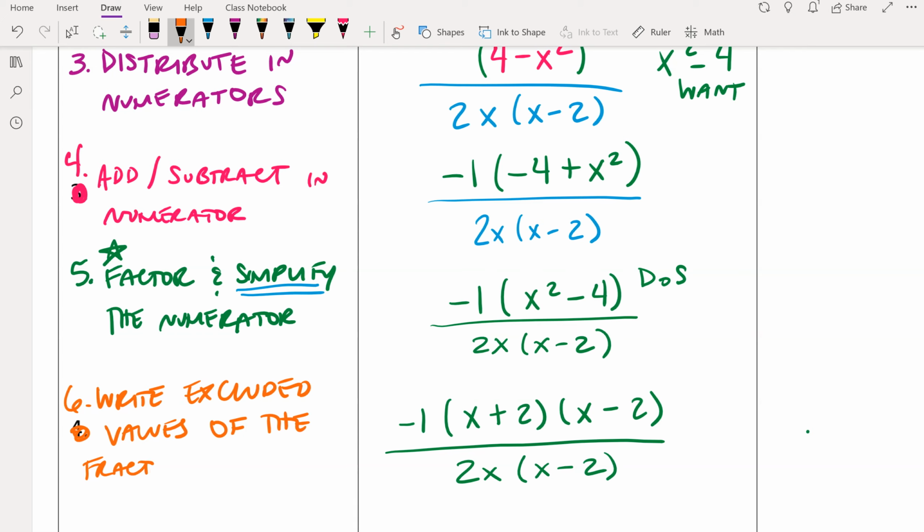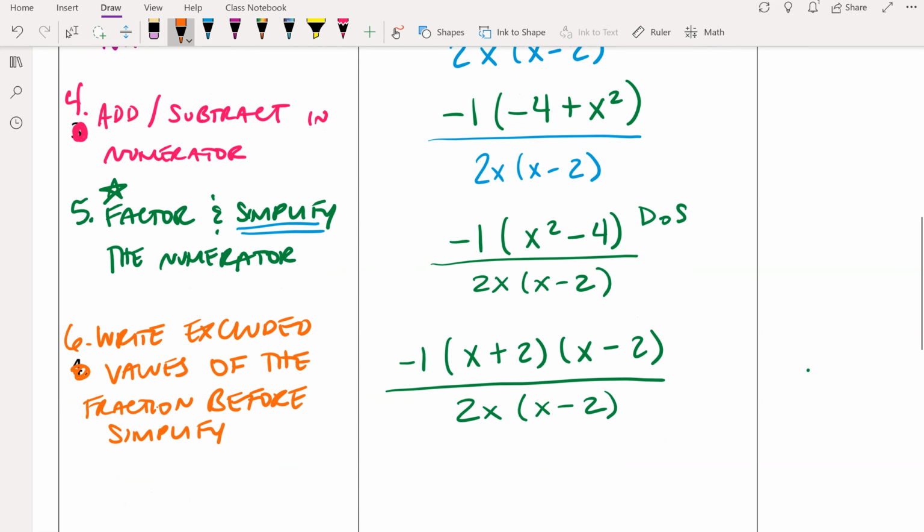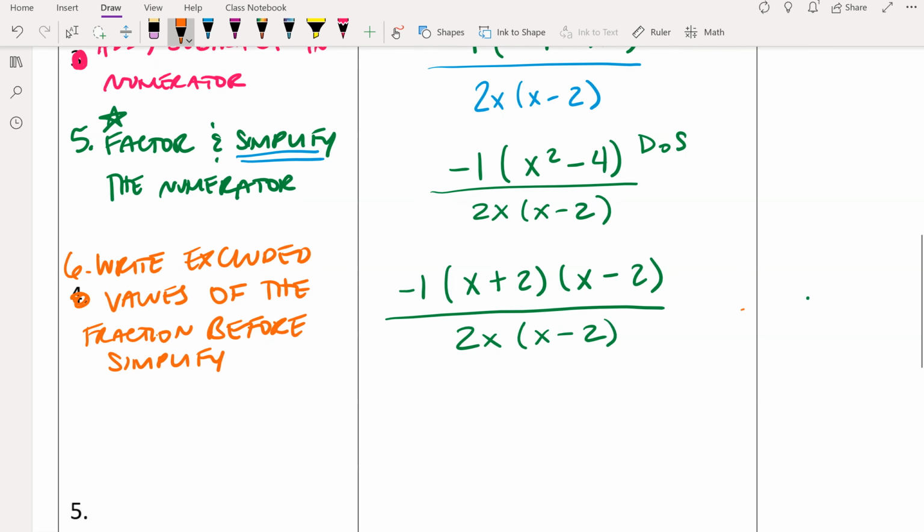The fraction before simplifying. So here's the thing. We can simplify right now. I know I just wrote before simplifying. We can simplify right now and then just look back up here to write our excluded values. Remember, our excluded values are what x is not allowed to equal. So let's simplify really quick, and I'll show you what we're going to do for excluded values. When we simplify, we can cross out the x minus 2 terms. So our simplified form is negative 1, x plus 2, over 2x.